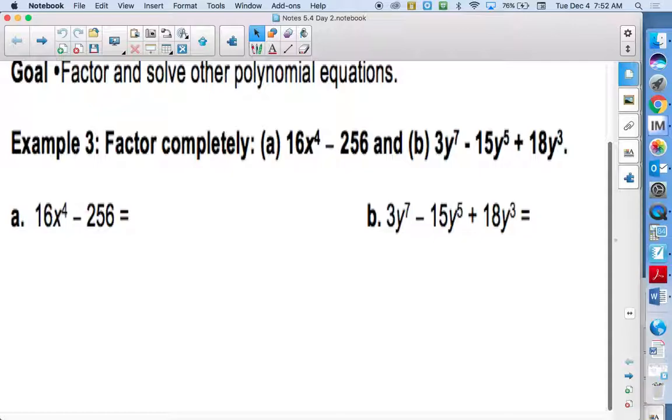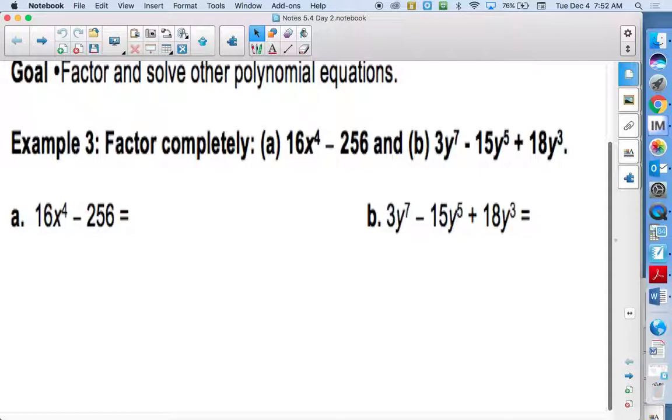So this says day 2, but it kind of just continues on with the examples. So again, factoring completely. Those will be the directions that we have to work with. These powers are pretty large. We have 16x to the 4th minus 256. And then for b, we have 3y to the 7th. So our powers are pretty large.